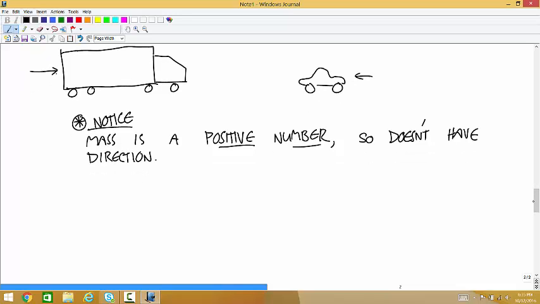So now let's talk about force. That's the more complicated one. Force is a vector that measures the intensity of push or pull on an object.